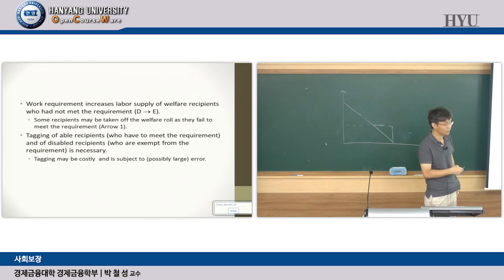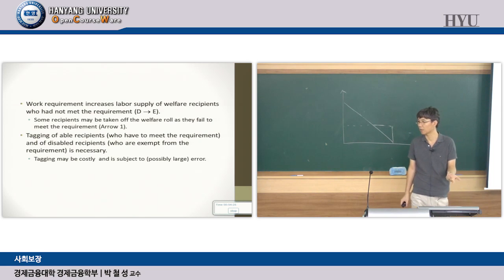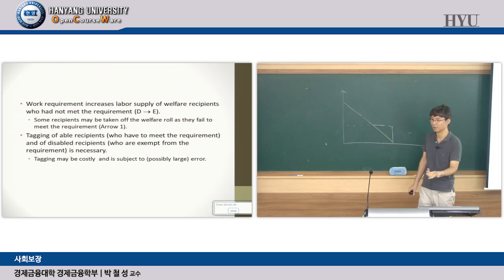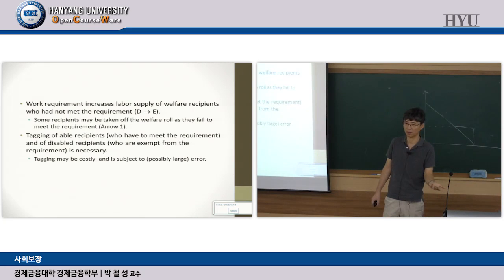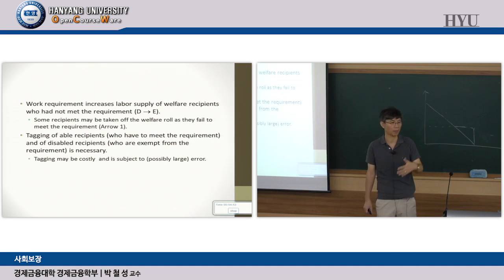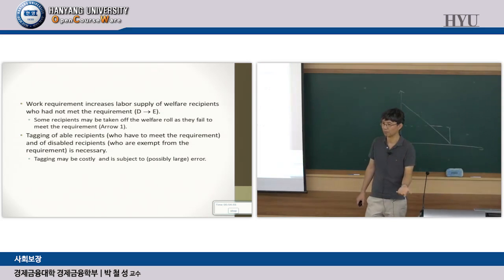However, tagging is costly. Why? You should check everyone, whether this person is able to work or not. Right? People may be lying, so you should test them. Even if they say that they are not able to work, you just cannot believe them. So you have to test them. So obviously you need to mobilize lots of, for example, medical personnel, and you have to pay for all the tests. And then you have to probably periodically review their disability status. Okay? Some may get better. And so you have to check them often.